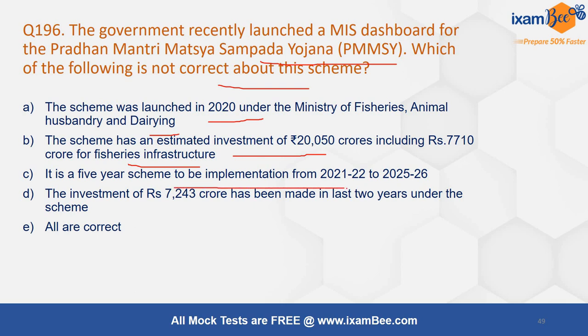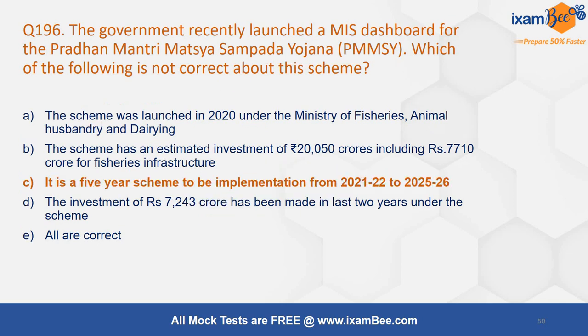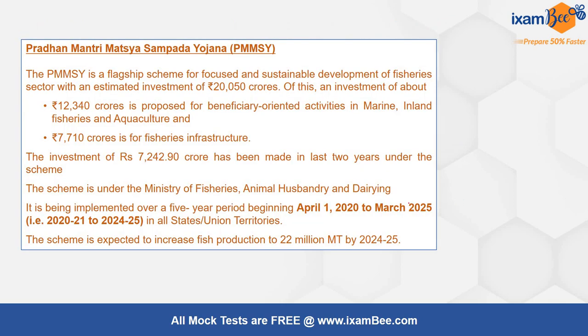It's a 5-year scheme from 20 to 26. The investment of 7,243 crore has been made in 2 years under the scheme. This scheme year is from 20 to 25, not from 22 to 26. So basically financial year 21 to 25, and the rest all are correct. The scheme is expected to increase the fish production to 22 million metric ton by the end of the scheme.